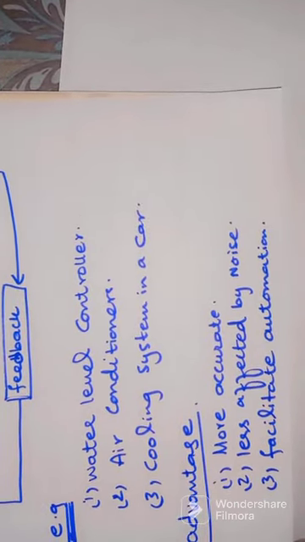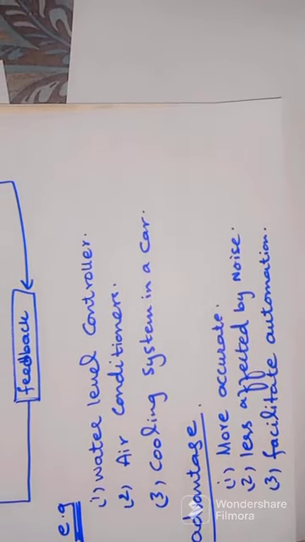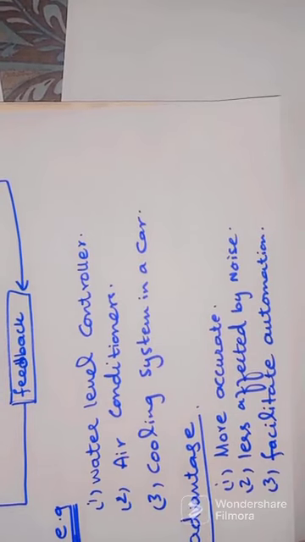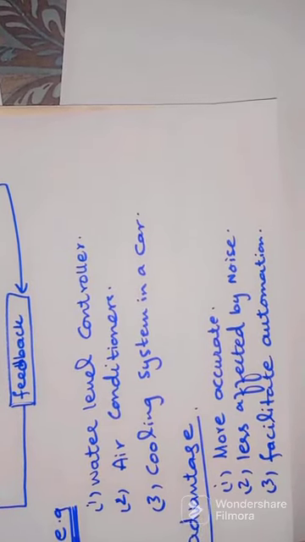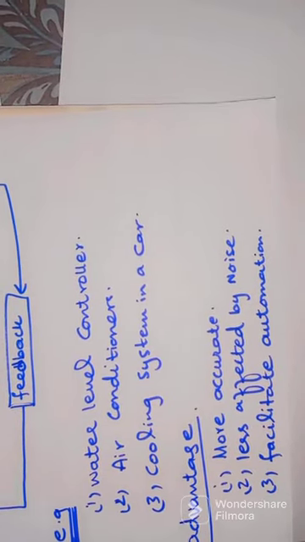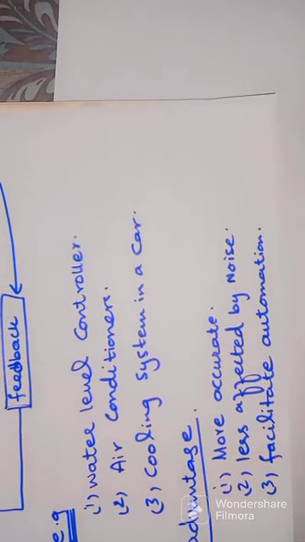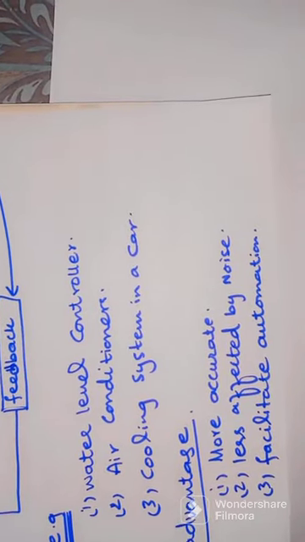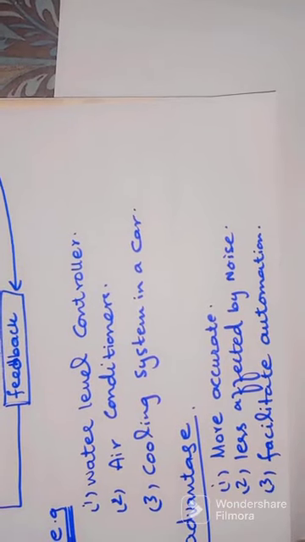The water level controller uses three levels of instruction: high, middle, and low. Whenever the water level reaches the high point, the water supply to that tank is cut off. So the water level controller depends upon the closed loop control system. The second example is the air conditioner, which I just covered, how an air conditioner works. The third one is the cooling system in a car, which is just like an air conditioner.